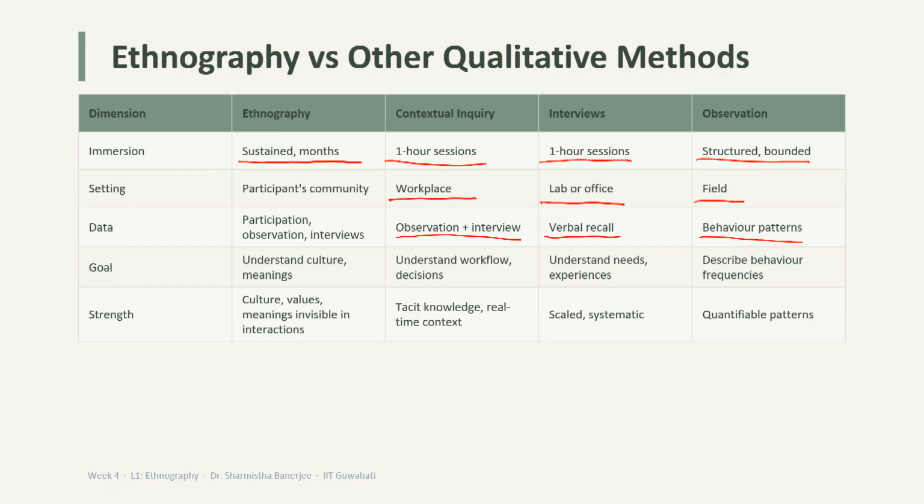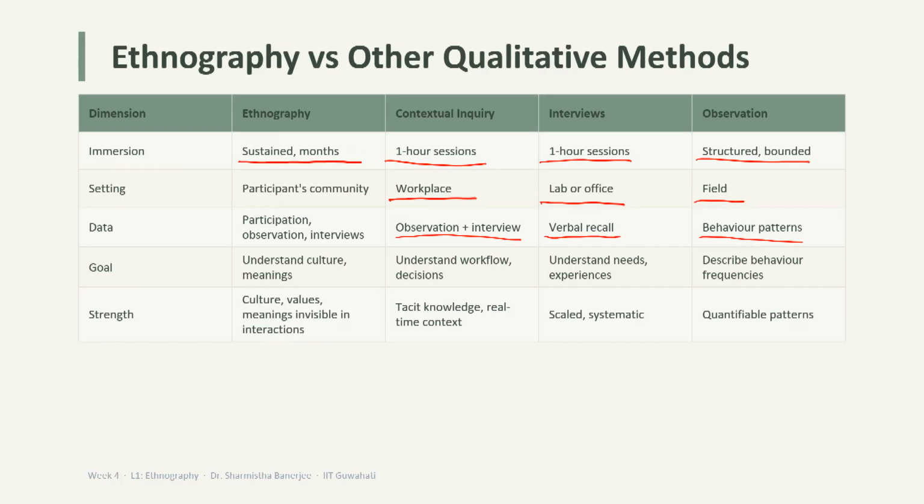So the key strength of ethnography is it helps you in mapping down the cultures, the values, the meanings which are invisible in interaction. The person might not be able to verbalize it, but when you are immersed in this context for a long time frame, you are able to observe them, ask questions and get clarifications.